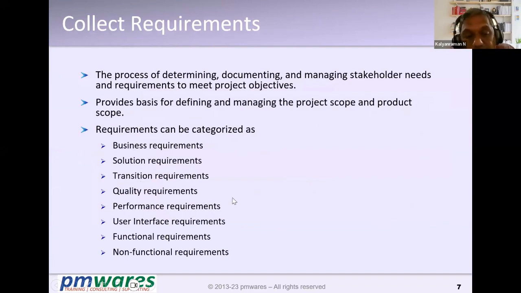Like you talked about cycle time, so that's a performance requirement. There could be a user interface requirement. There could be something related to the function or property of that product. Something could be non-functional. What is this non-functional requirement? Any example of a non-functional requirement?